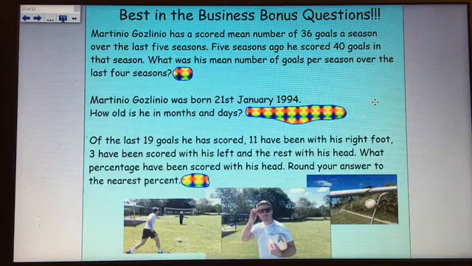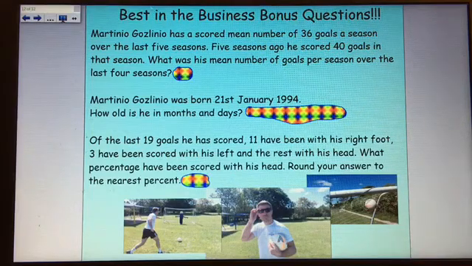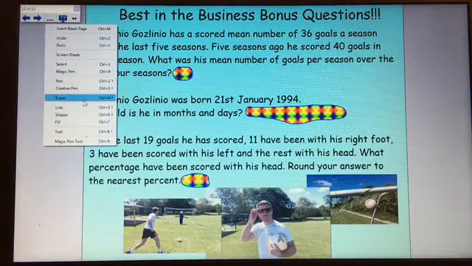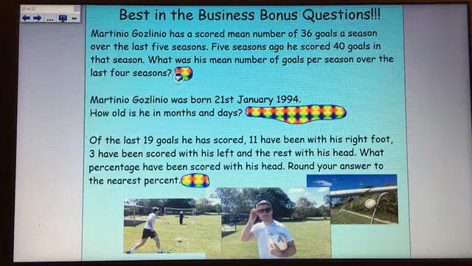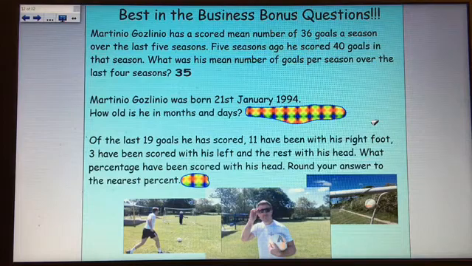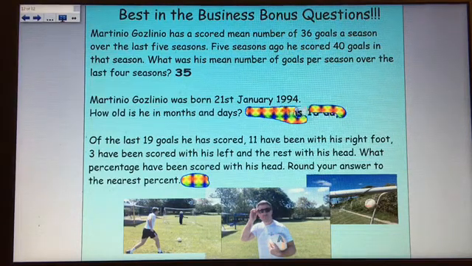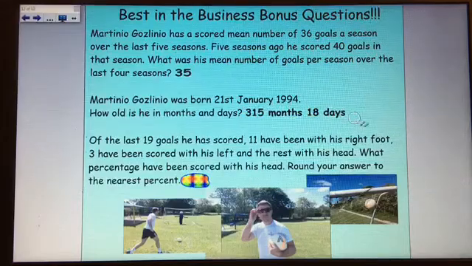But 5 seasons ago, in that season, he scored 40, which means over the last 4 seasons, he scored 140 goals. So to work out the number of goals per season over the last 4 seasons, you'd have to divide that by 4, which would be 140 divided by 4, which makes 35. Question number 2. I'm not going to go through this. Hopefully you've just worked it out to be 315 months and 18 days.